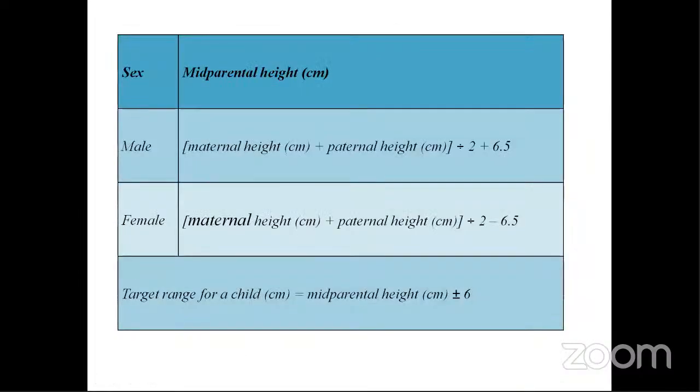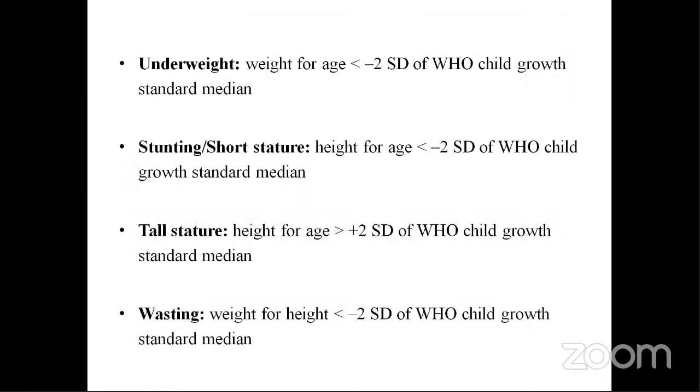So how to calculate the target range for a child's height? That can be calculated only from the parents' height. That is called mid-parental height. You should take the mother's height and father's height, maternal height plus paternal height, whole divided by 2. If it is for a male child, you add 6.5 centimeters. If it is for a female child, you subtract 6.5 centimeters. That will be your mid-parental height, which should be the target height for the child. So this is how you calculate the mid-parental height.